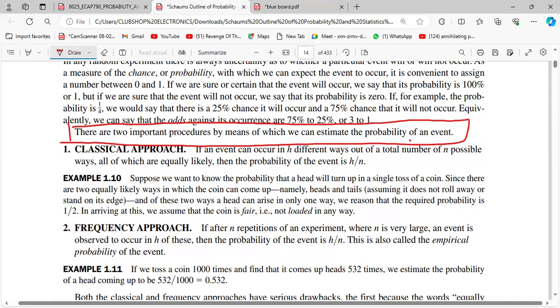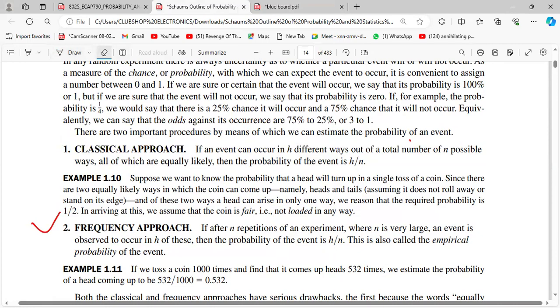There are two important procedures by means of which we estimate the probability of an event: the classical approach and the frequency approach. Now, what do we mean by the classical approach? If an event can occur in h different ways, maybe 5 times, like the way we deal with probability of rate.